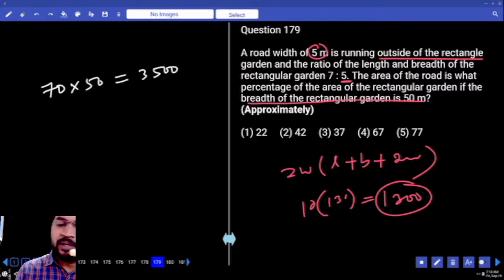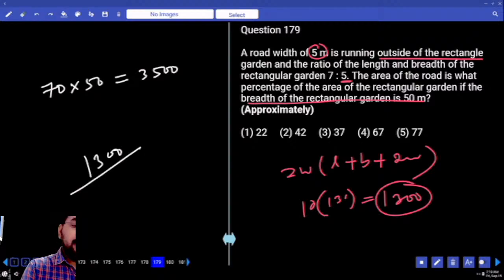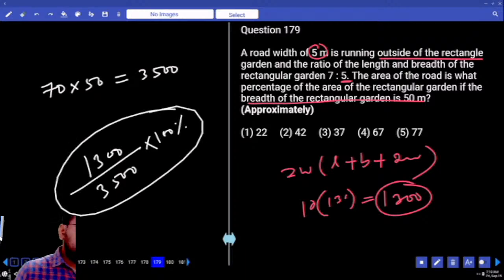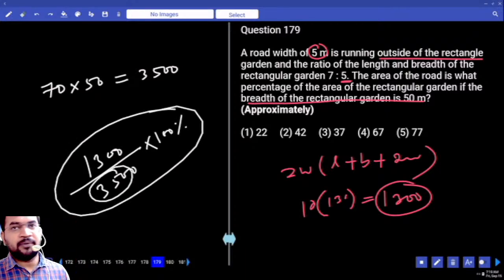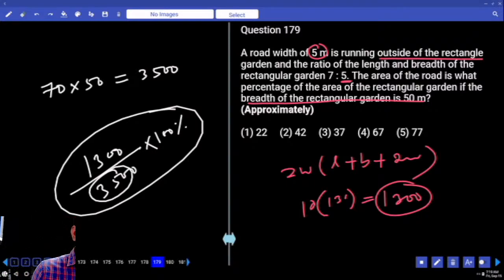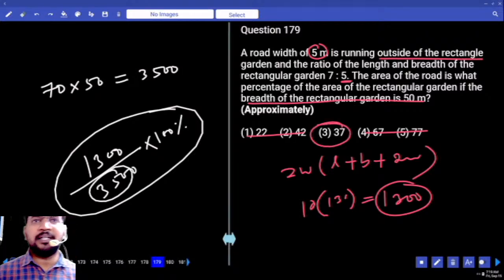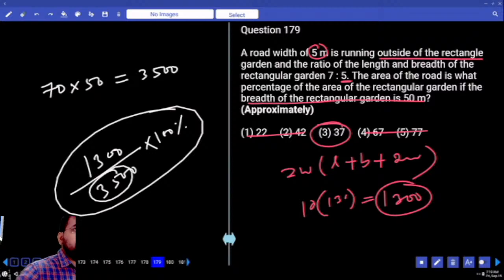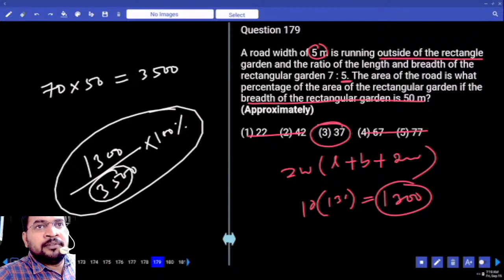They are asking the area of the road is what percentage. 1300 is what percentage of the area of the garden? The area of the garden is 3500. 10 percent is 350, 20 percent is 700, 40 percent is 1400. Our answer is less than 40, very close to 40. So 37. Are you okay now? If it is an inside path, 2W into L plus B minus 2W. Okay?